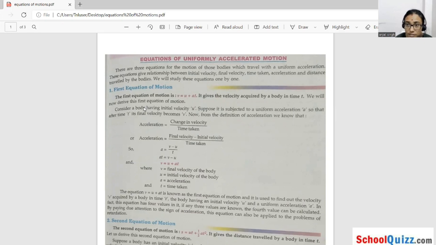In your NCERT, the equation of motion by graphical method is only given, as well as this method is not fully mentioned. Okay, but you have to see this method also, because now you are able to derive the equation in two forms. Okay, so here we'll study one by one all the three equations.